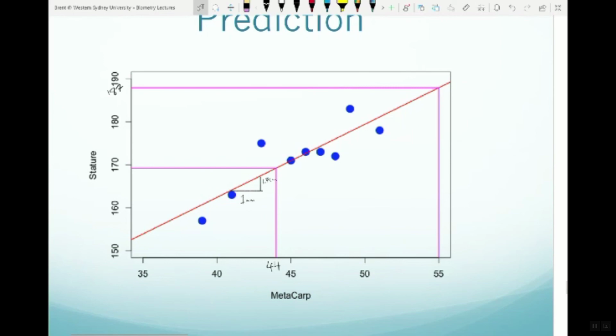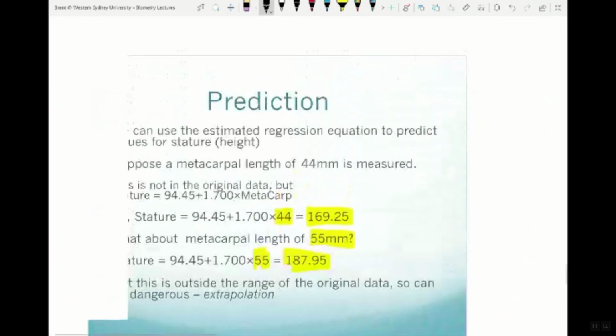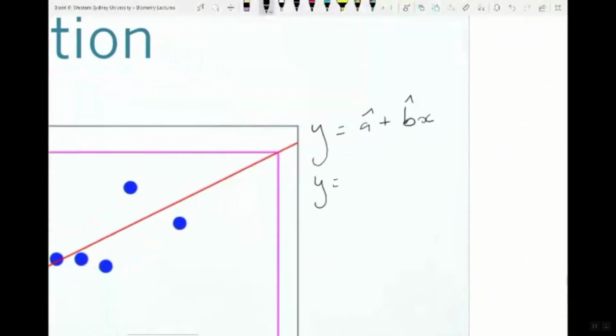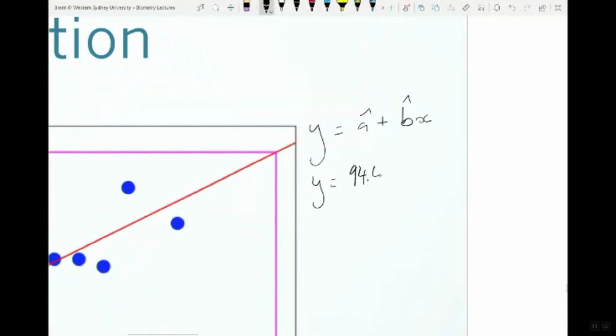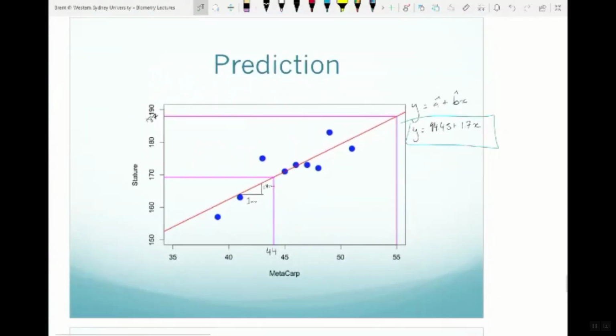Okay, so that's it. Y equals A plus BX. And just to be explicit, what was that for us? I don't even remember. Was it 94.45? 94.45 plus 1.7 times X. Okay? That was all of what that work was for, to get that single equation. It's a linear model that best describes the relationship between those two quantitative variables. All happy? Yep.